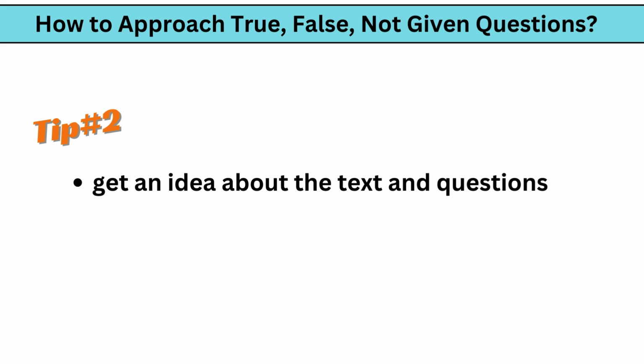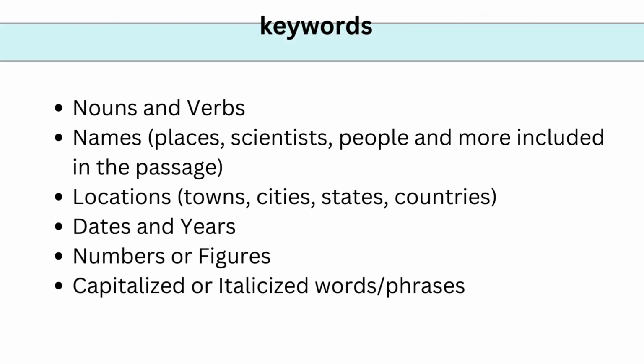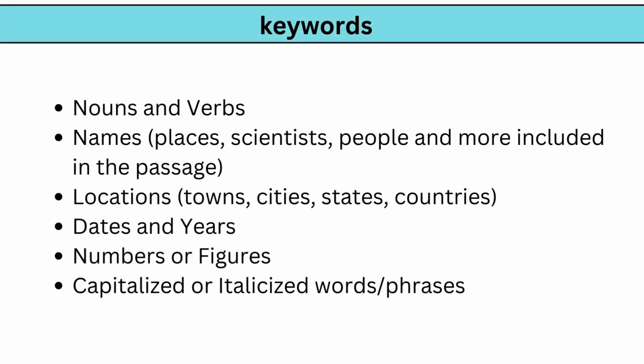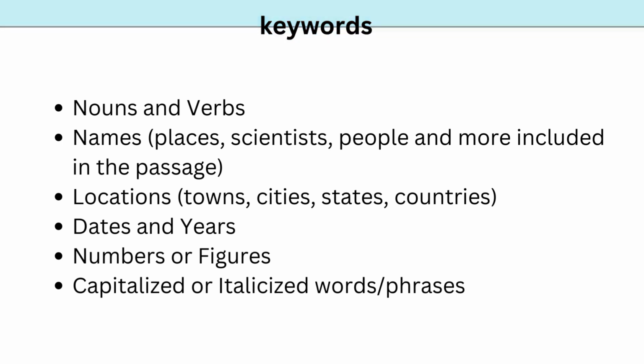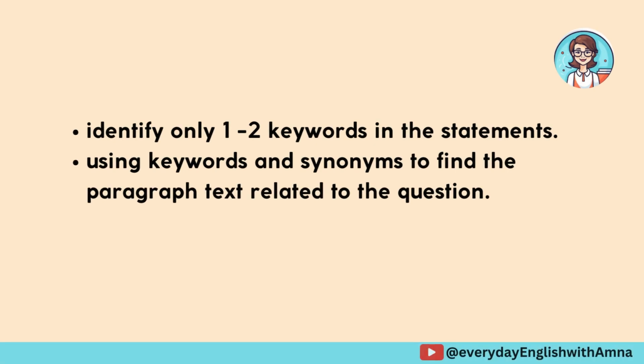So first of all, highlight the keywords in the questions and in the text as well. Keywords are nouns, verbs, dates, numbers, and important details. I have already uploaded a detailed video about synonyms and keywords in the IELTS reading exam. I will mention the link in the description below as well. If you need to know the format and get a complete understanding of the IELTS reading exam, you can watch that video as well. So we know we need to identify 1 or 2 keywords in the statement or in the text.